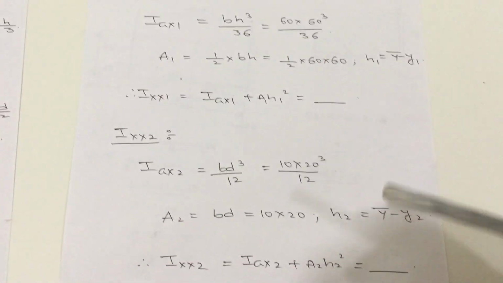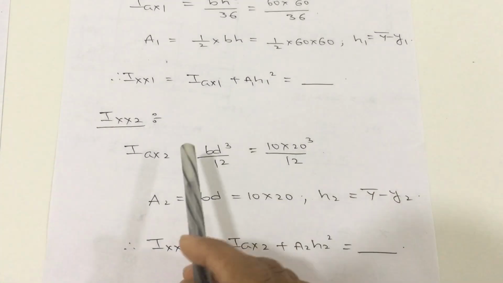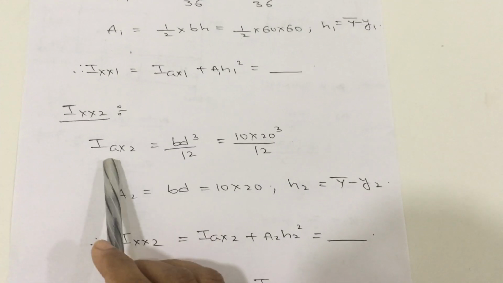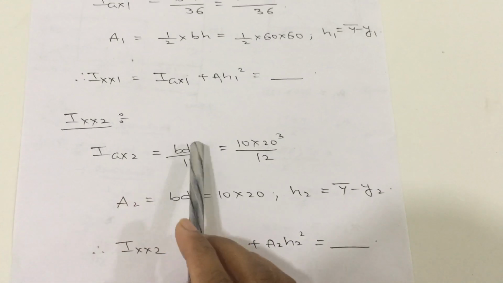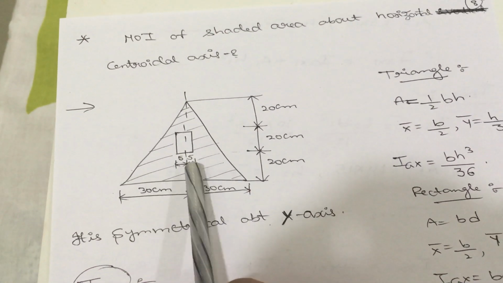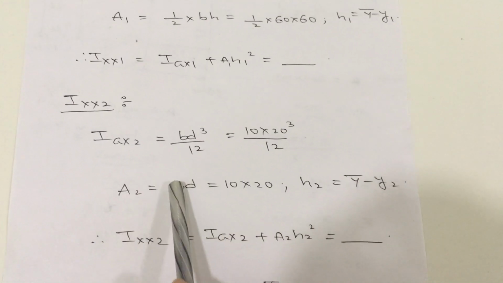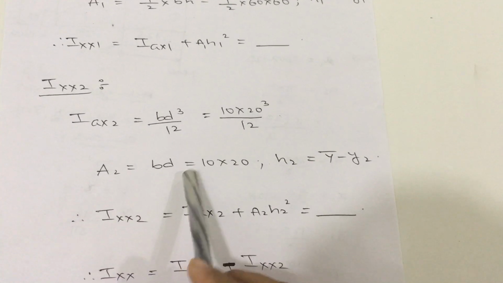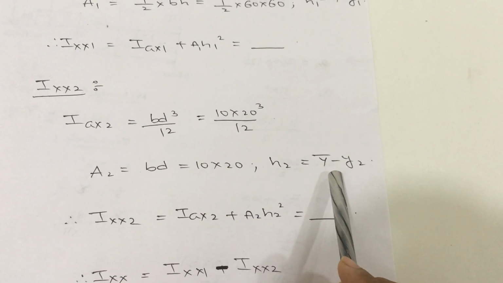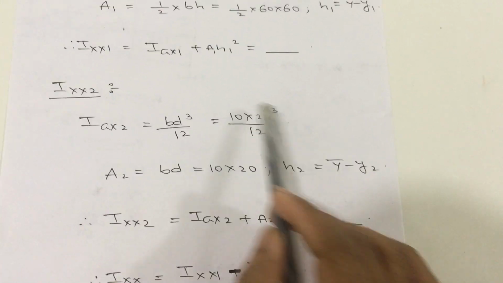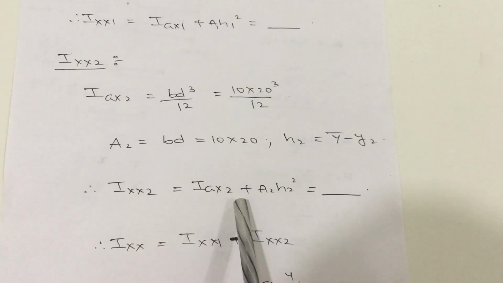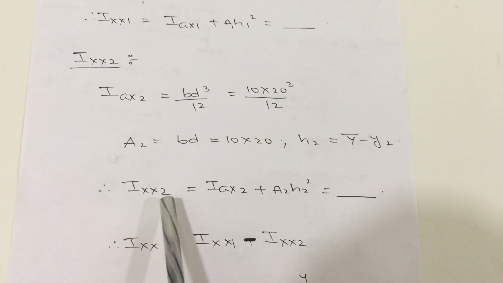By substituting all these values in the parallel axis theorem, we will get the Ixx1 value. Next, do the same procedure with the different formulas for the rectangular section, the second section. Igx formula for the rectangle is BD cube by 12. So base value for the rectangular section is 10 and depth is 20. So 10 into 20 cube by 12. Area value we have already calculated. H2 in terms of the y distances, y bar minus y2. By substituting all these values in the parallel axis theorem, we will get the Ixx2 value.